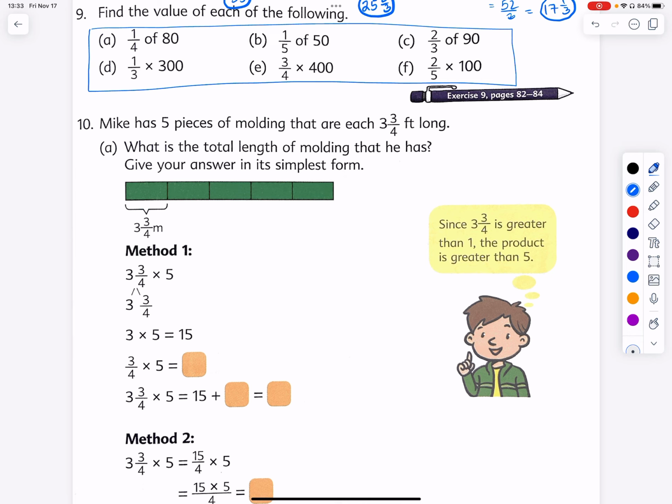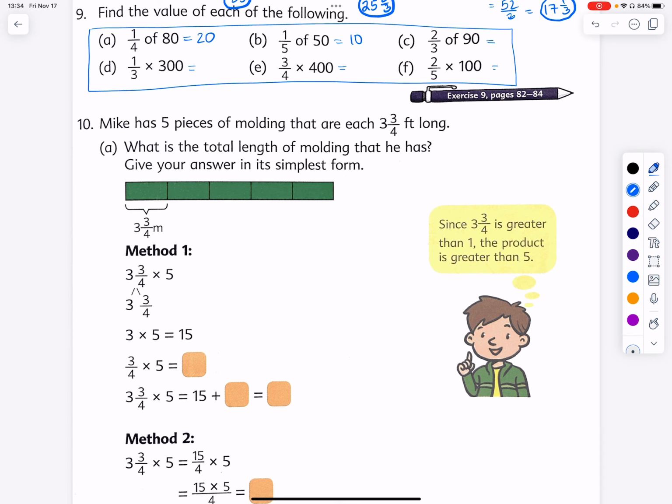Let's solve A, B, C. 1/4 of 80, 1/5 of 50, 2/3 of 90, 1/3 of 300, 3/4 of 400, 2/5 of 100. Let's start with A. 1/4 of 80. You have 80, and you need to find 1 out of 4 equal parts. That means to divide by 4. Inside each part will be 20. 1/5 of 50. 50 is the whole thing. We need to find 1 out of 5 equal parts, and each part will have only 10.